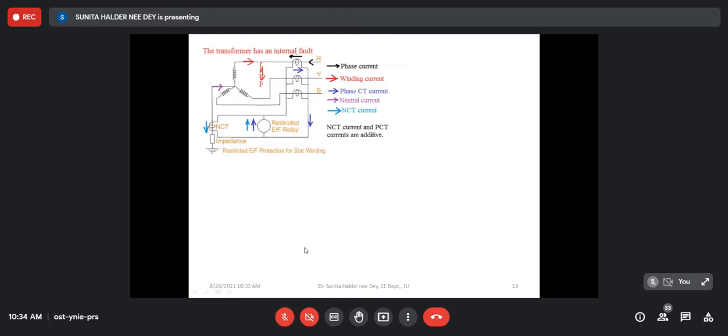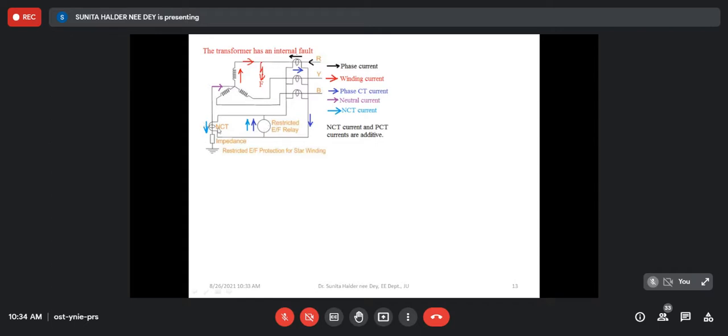So what will happen if the transformer has an internal fault? Then obviously the current will flow. Here I have drawn the current flowing in this direction. The CTs are set in such a direction that the CT current is opposite to the phase current. So normally this black will be the current under faulted condition. The CT winding is connected in opposite polarity, and the dot marking is such that the current is in opposite direction. So current will flow through this. This is a relay.